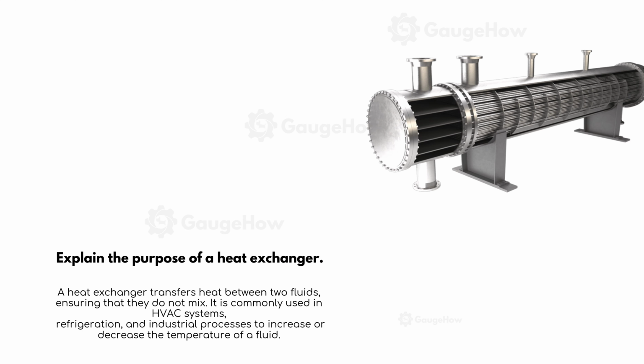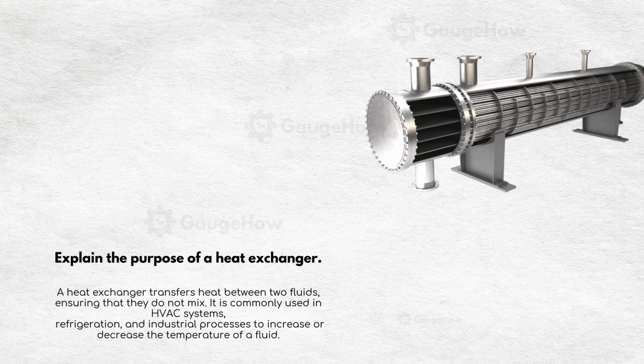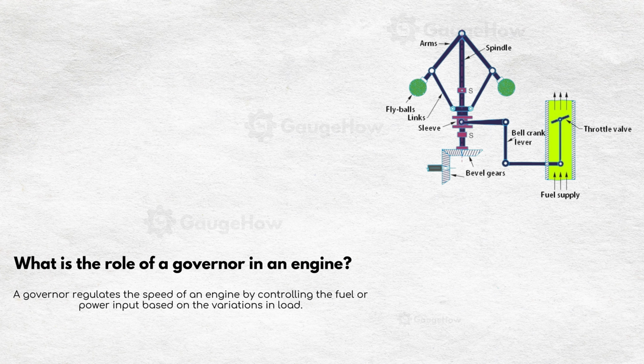Now the next question is, explain the purpose of a heat exchanger. A heat exchanger transfers heat between two fluids, ensuring that they do not mix. It is commonly used in HVAC systems, refrigeration, and industrial processes to increase or decrease the temperature of a fluid.